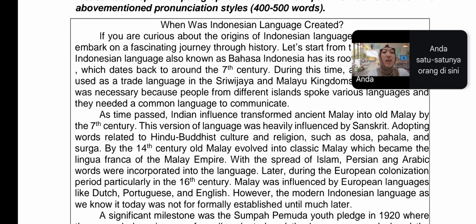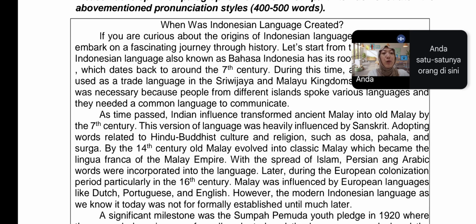As time passed, Indian influence transformed ancient Malay into Old Malay by the 7th century. This version of the language was heavily influenced by Sanskrit, adapting words related to Hindu-Buddhist culture and religion, such as dosa, pahala, and surga. By the 14th century, Old Malay evolved into Classic Malay, which became the lingua franca of the Malay Empire. With the spread of Islam, Persian and Arabic words were incorporated into the language.